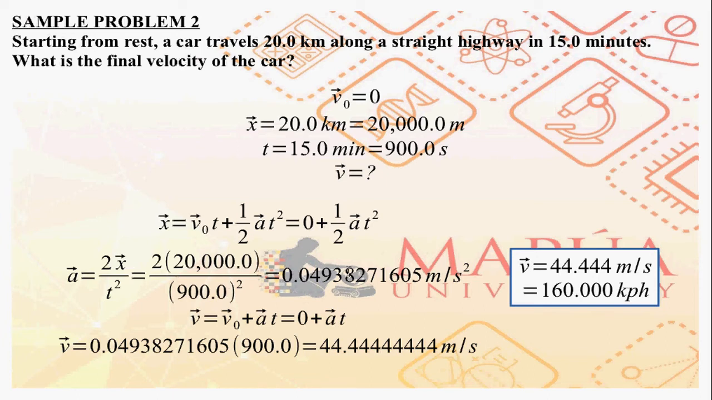So plug in the known values and the calculated values. We are able to get the final velocity to be 44.4444 and so on meters per second. So, final velocity is equal to 44.444 meters per second or 160.000 kilometers per hour.